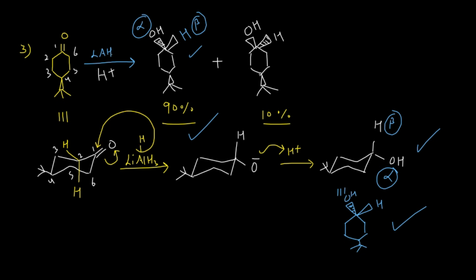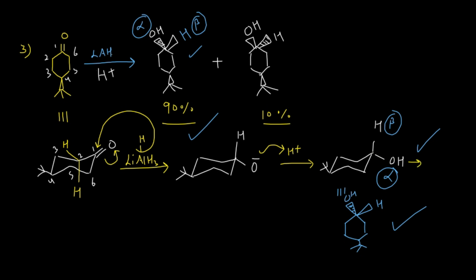So whenever you have an unhindered ketone, and your hydride donor is small, please remember, this lithium aluminium hydride is low molecular weight and small in size as well. When these two conditions are met, an unhindered ketone and a small nucleophile, then always your H negative ion will occupy the axial position, and the alcohol will go to the equatorial position. So your equatorial alcohol will be the major product.